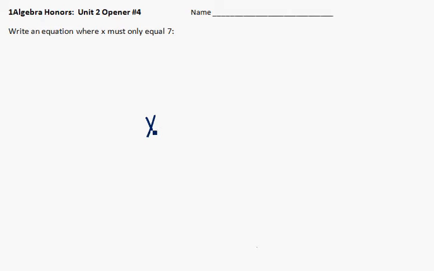I know that my solution must be x equals 7. So you have to remember that whatever you do to one side of an equation, you have to do to the other side of an equation. So let's say that I wanted to multiply the left-hand side of my equation by something, like let's say by 2. Well, I would have to make sure to multiply the right-hand side of my equation by 2 as well. So one possible equation that I might have where x equals 7 would be 2x equals 14.